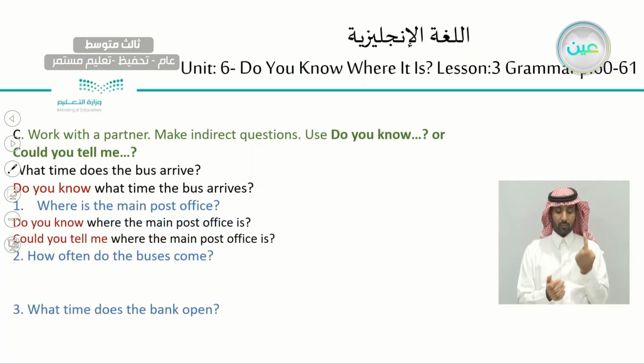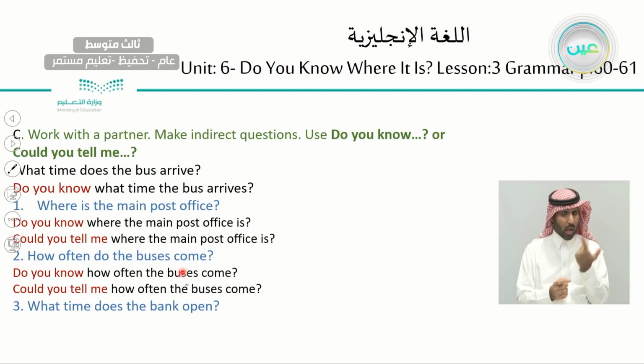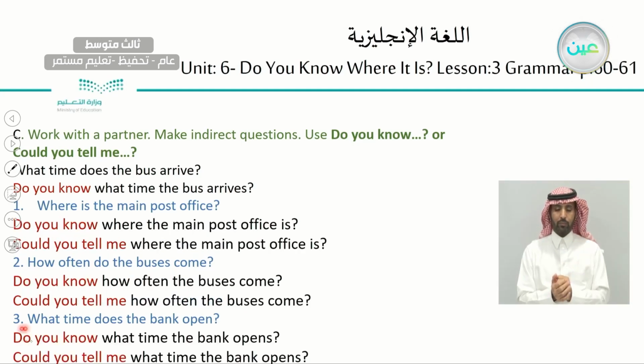For number 1, do you know where the main post office is? Or you can say, could you tell me where the main post office is? This is for number 1. Number 2, the direct question, how often do the buses come? How do we form it? Do you know how often the buses come? Could you tell me how often the buses come? For number 3, do you know what time the bank opens? Okay, here we have does. We moved it here. We added the S to the verb. Could you tell me what time the bank opens?